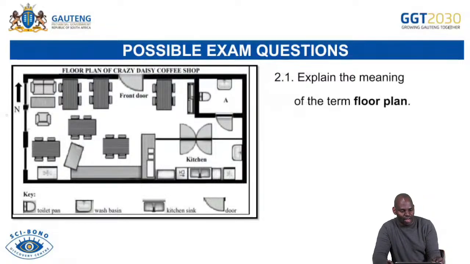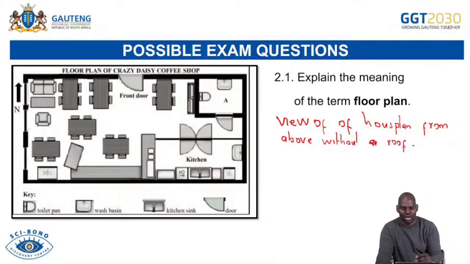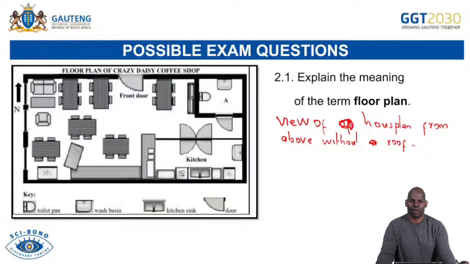So in this case, the floor plan is the view of a house plan from above, without a roof. Okay, it's a view of a house plan. This must just be a house plan from above without a roof. Okay, so that's how easily you can explain it. Or if there's an easier way of explaining it and it's also relevant, that will also be acceptable. But this is one way of explaining it.